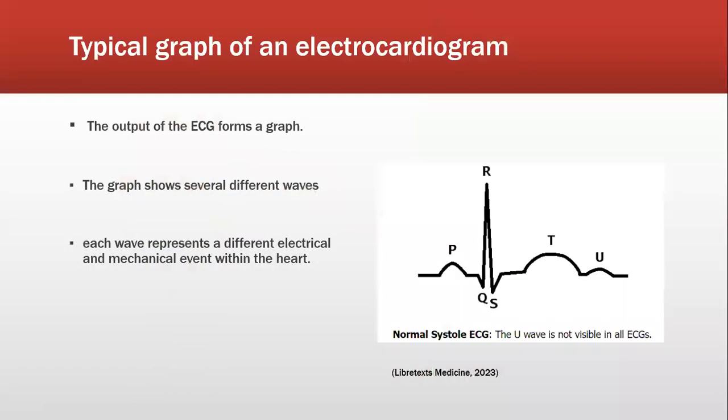So here is a typical graph from an electrocardiogram. Each of the waves of the graph are assigned a letter. As you can see here, we've got P, Q, R, S, T, and U. Each wave represents an electrical event that is happening in the heart.